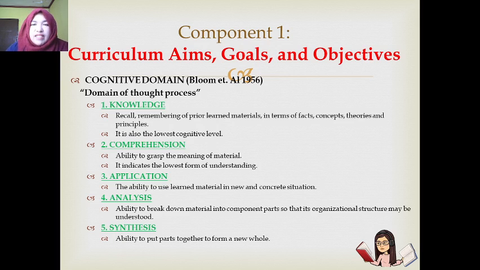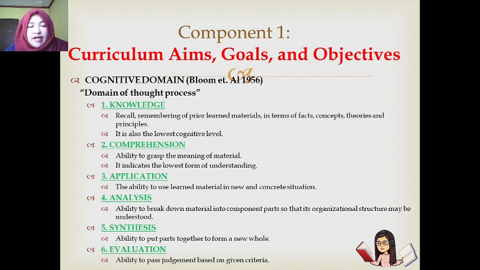Sometimes you ask somewhat difficult questions to get synthesis, so that they can put the parts together, the new learning, or their own opinion. Then, last one, evaluation. Ability to pass judgment based on given criteria.